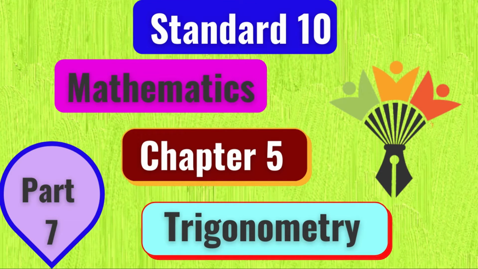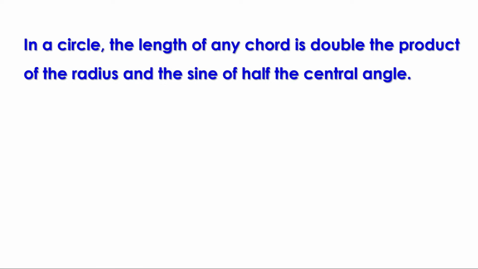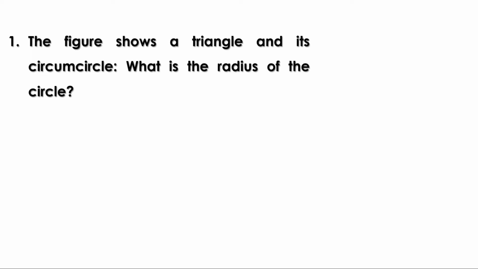Welcome to Maths Companion. In the last video, we discussed the section triangle and circle, and we learned that in a circle the length of any chord is double the product of the radius and the sine of half the central angle. There was a homework. Let us take the answer now.